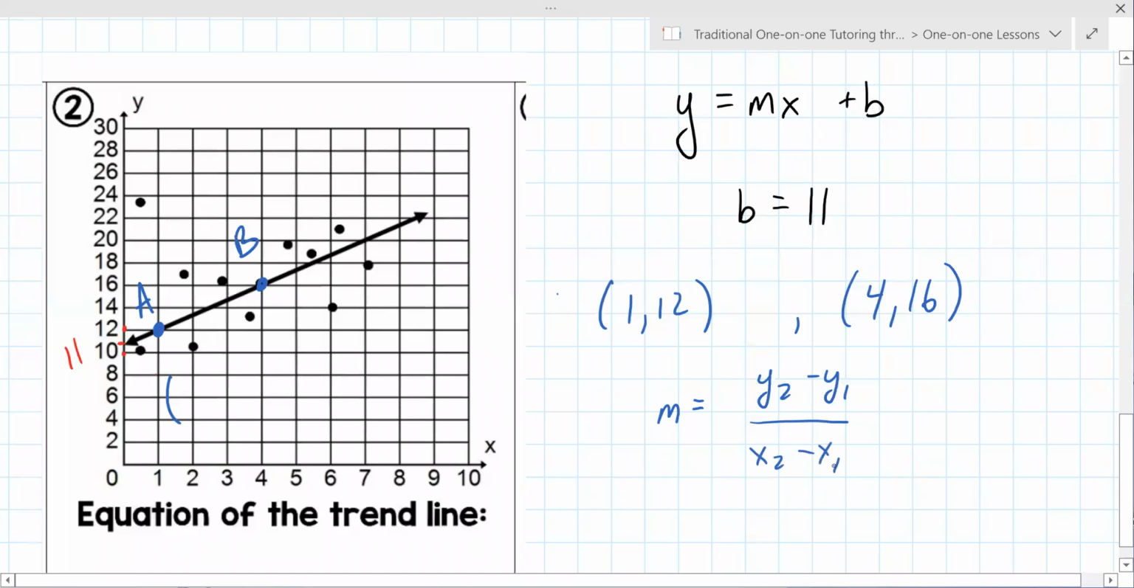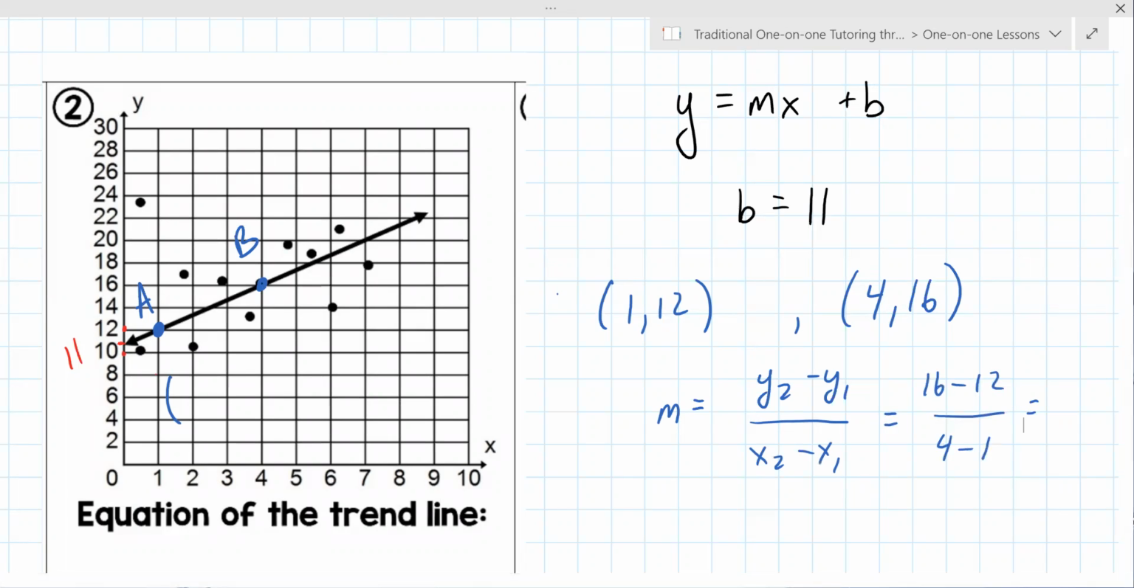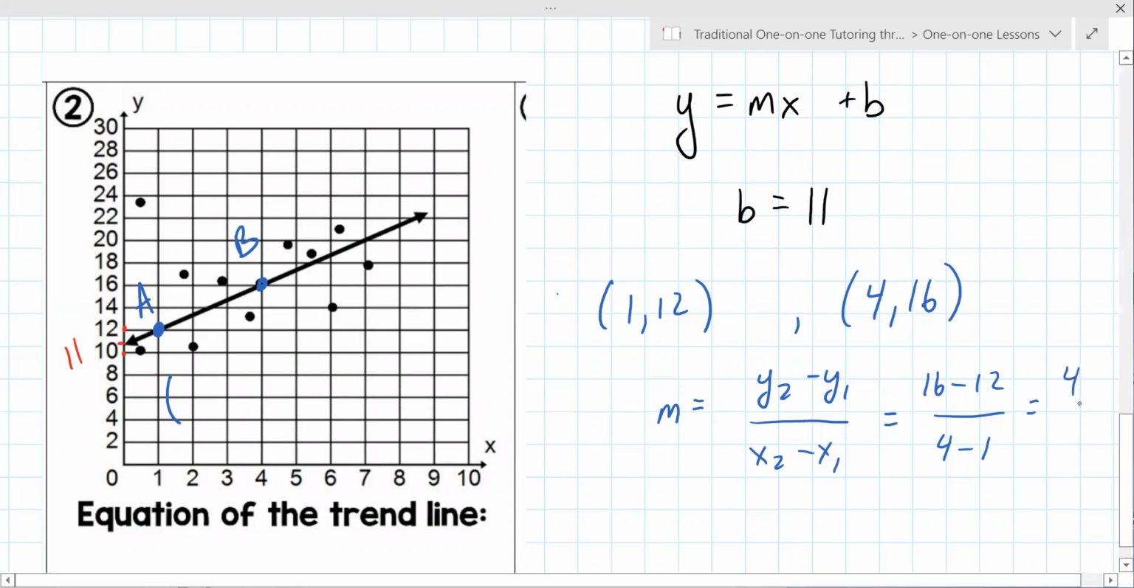Slope formula is y2 minus y1 over x2 minus x1. I'd like you to calculate the slope for us, please. It's 16 minus 12 over 4 minus 1. Okay. Give me a final answer for slope. 4 over 3. Good. Okay. So we need a B value, and we have that. We need a slope, and we have that.